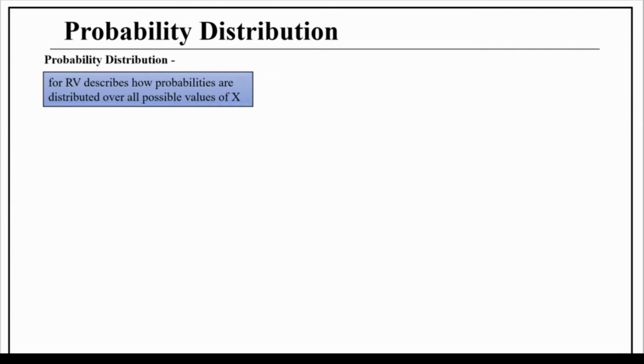Hello friends, welcome again. The topic which we will cover in this session is probability distribution. How do we describe the probability distribution? Probability distribution for a random variable describes how probabilities are distributed over all possible values of x. And a distribution can be shown in the form of charts, table or equation.